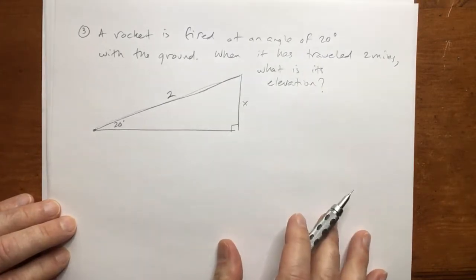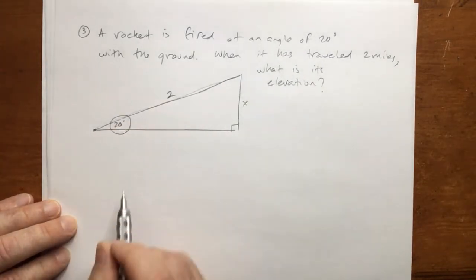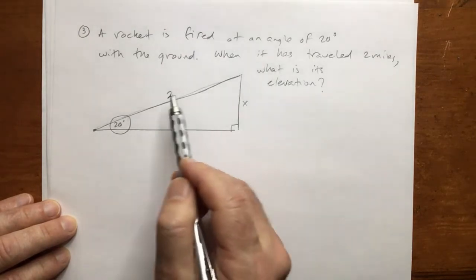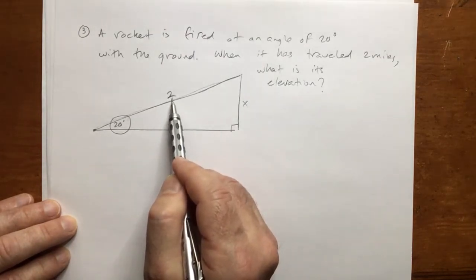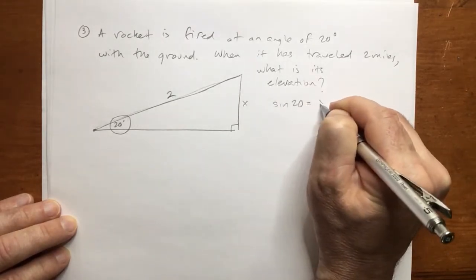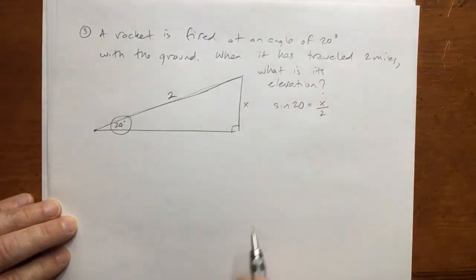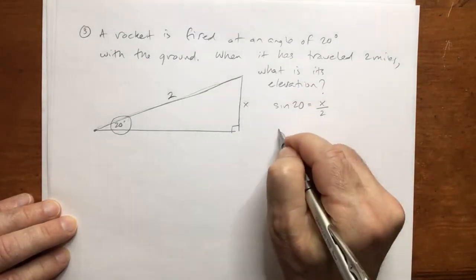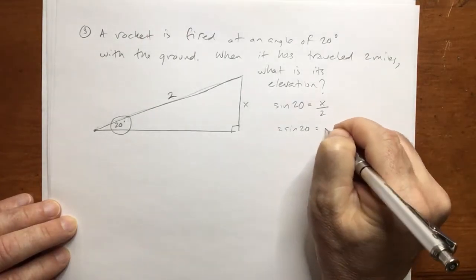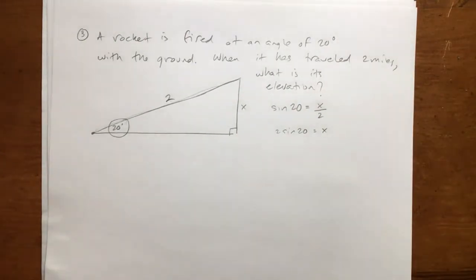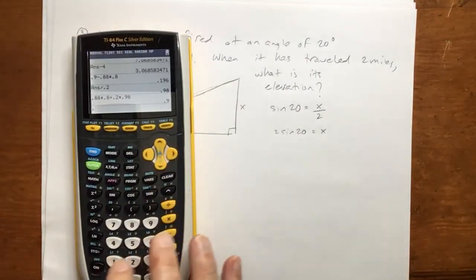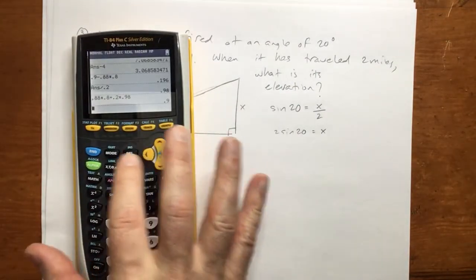Identify which trig ratio to use. So here's the acute angle we're dealing with. I have opposite and hypotenuse, that's sine. So I write the sine of the acute angle is opposite over hypotenuse. And solving for x, I multiply by 2 on both sides. And that's the exact answer. But of course, we would never tell somebody that's how high it is.